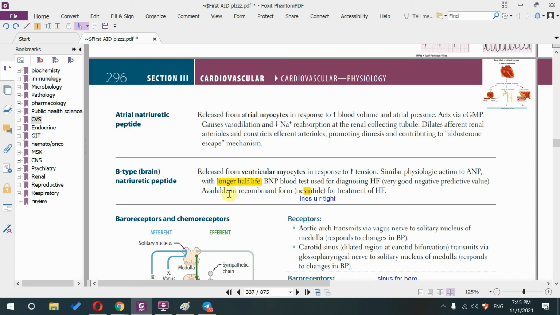It's available in recombinant forms. It's called natriuretic peptide for the treatment of heart failure. So they discovered, they were like, okay guys, if this ANP and BNP are really good for us, why can't we just make them like we make insulin, for example? So they were like, well, sounds like a good idea, let's do it.